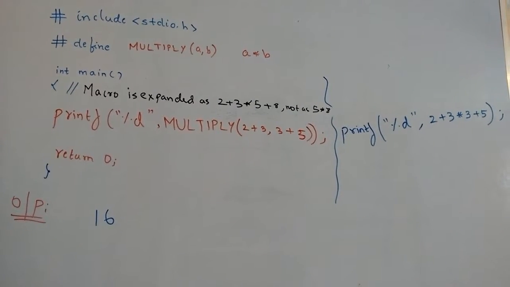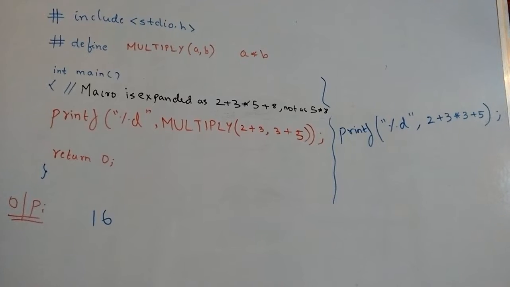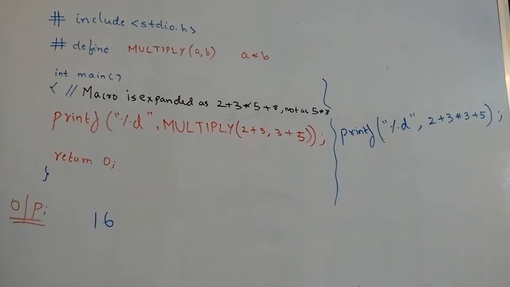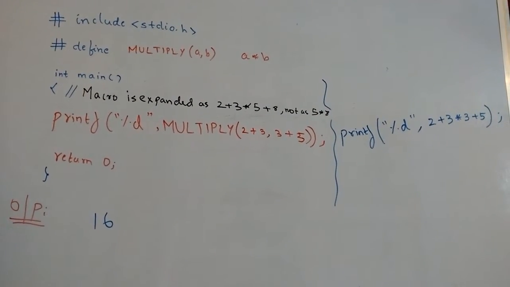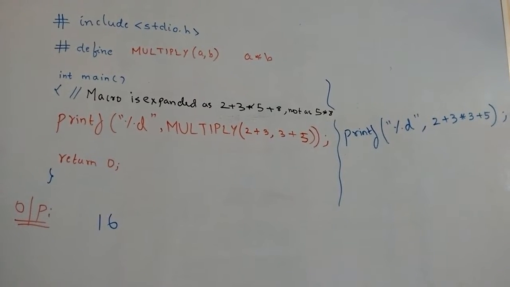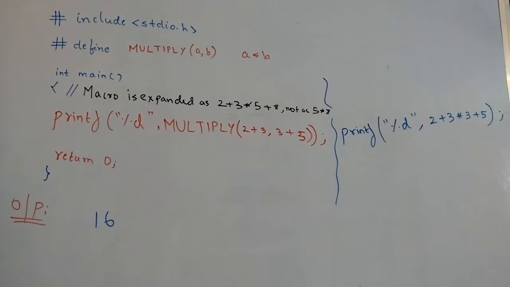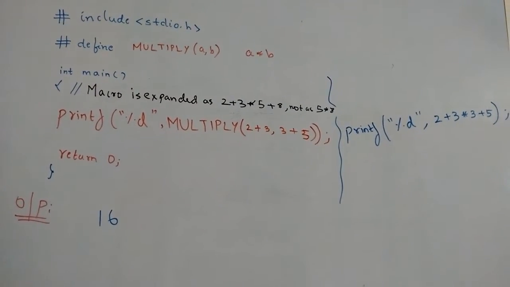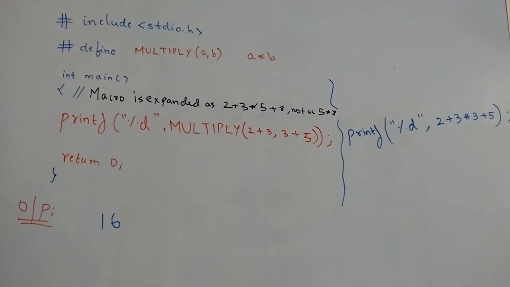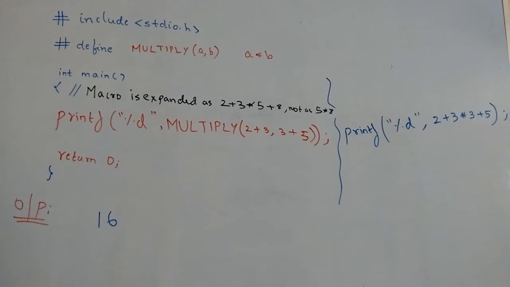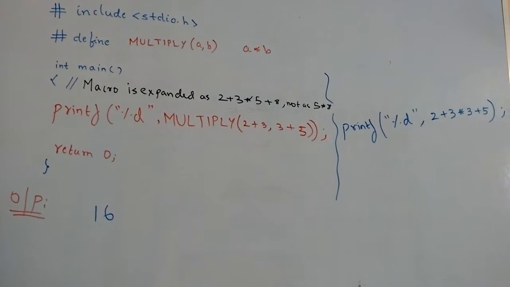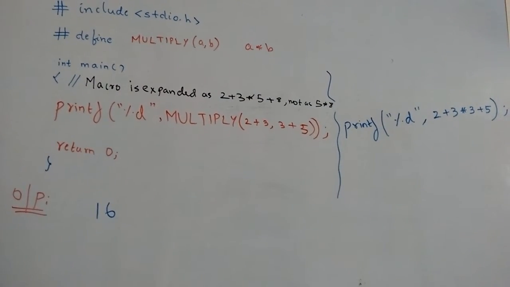And so multiply(2+3, 3+5) would get expanded as 2+3*3+5 and not as 5*8, because there is no calculation going on. Macros means direct substitution. That was one point that I want you to be very clear on. Anyway, after this, calculating that shouldn't be a problem. It is just applying the BODMAS rule, that is brackets and then multiplication and then division and then addition and subtraction.